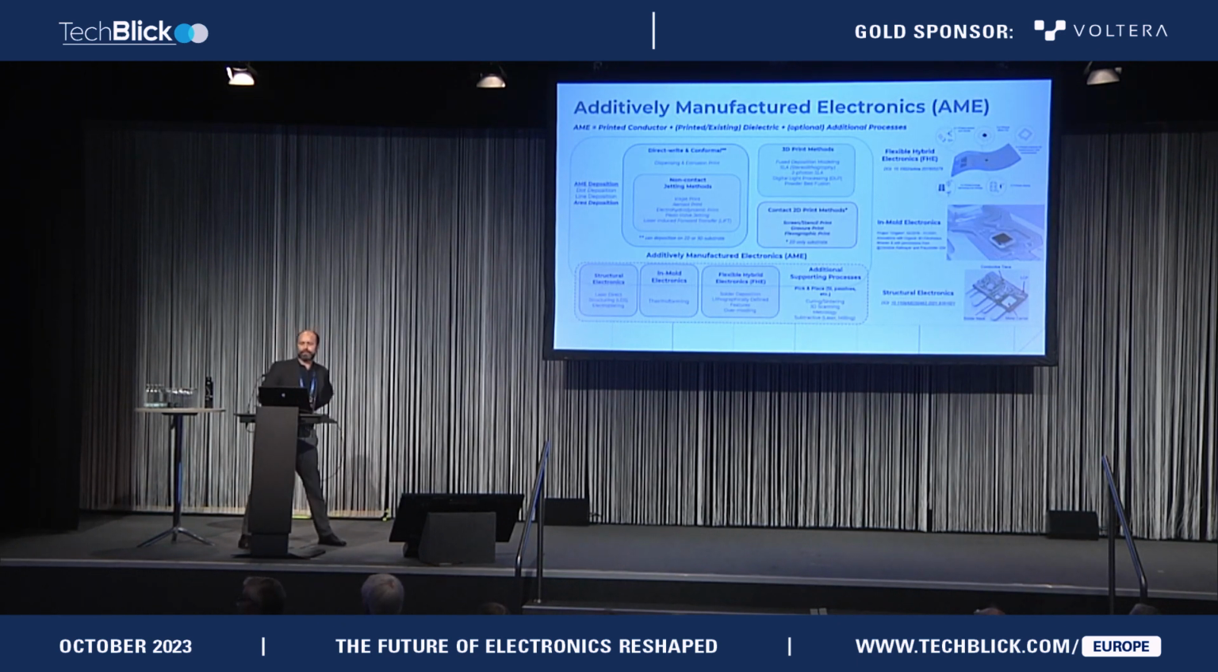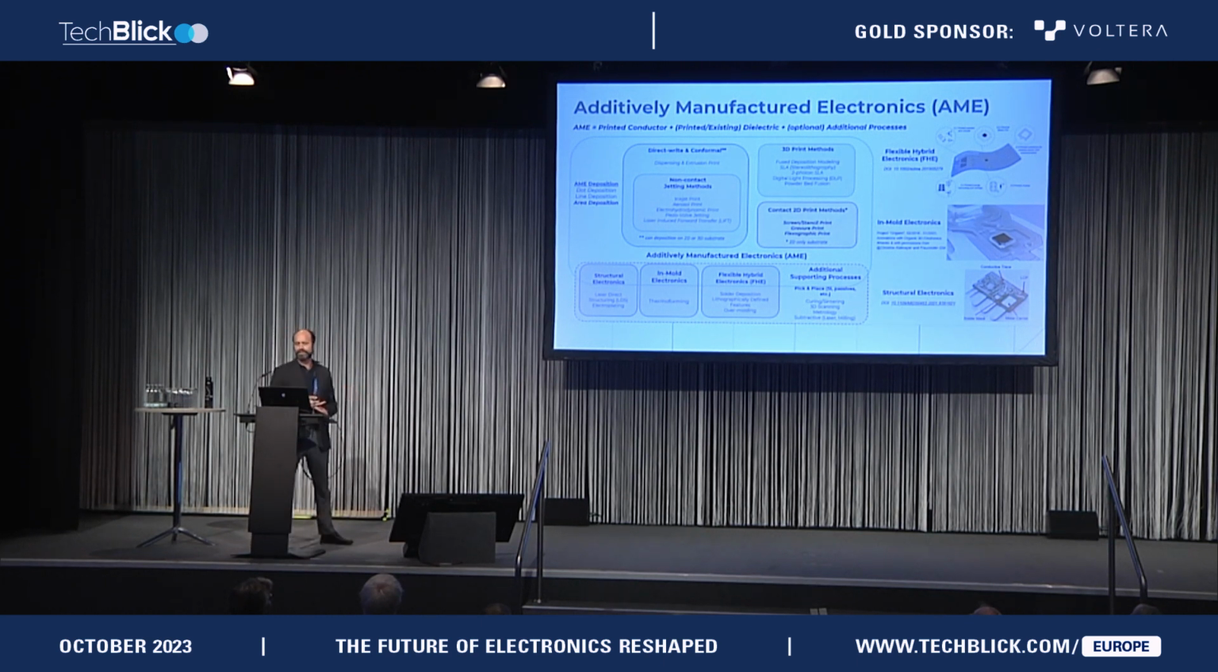Starting by defining additively manufactured electronics, for purposes of this talk, we'll define that as being the printing of conductor and then either printing of or using existing dielectric with optional additional supporting processes. So there's many different ways of creating typical features like traces and vias, either writing them or jetting them conformally onto existing dielectric structures, and then options of creating a 3D printed dielectric form, then also depositing conductive features in a more conventional flat 2D print method. Overall, additively depositing conductive materials onto either a deposited or already existing dielectric.